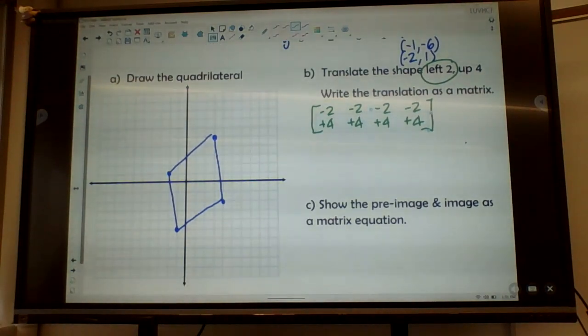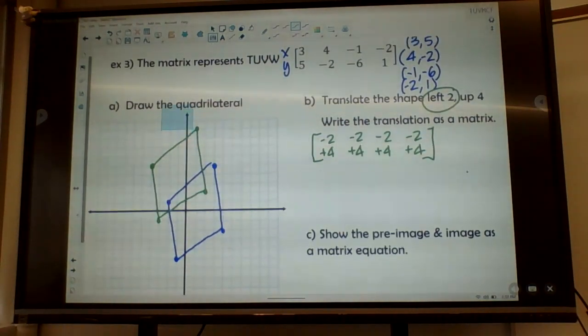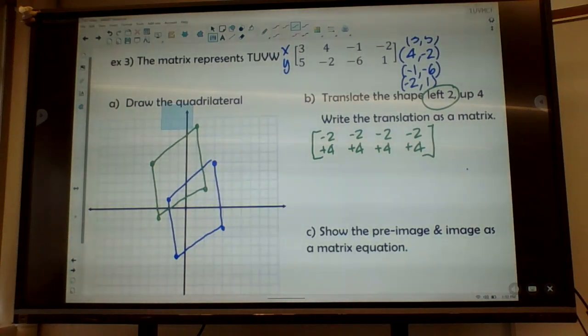So I'm going to take all these points, I'm going to move them left 2 and up 4. We have our new drawing here that should look the same size. It's just translated over and up. And so what I could do then is I could say I'm just going to add these two matrices together, and my final matrix would just be the answer of that.